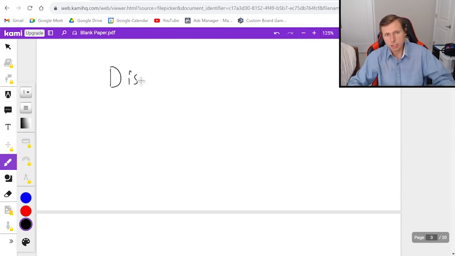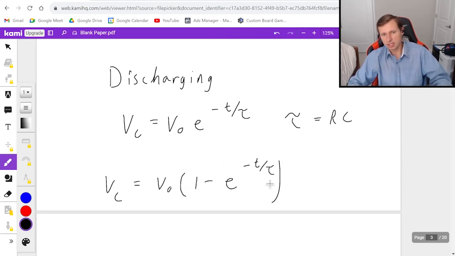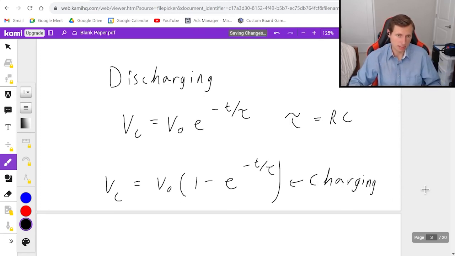So then the discharging equation is very similar. It's going to be VC equals V naught times e to the negative t over tau, where again tau is equal to R times C. Look how similar that is to the charging equation. The only difference is the one minus in the parentheses. This is the charging, above is the discharging. Very similar equations, but they work opposite of each other.